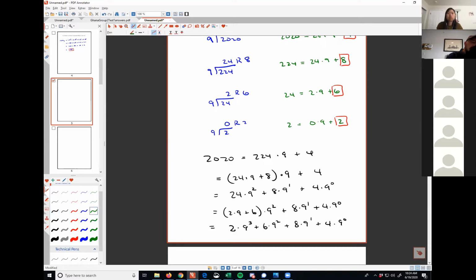And for shorthand, we just stop writing all the powers of 9 because they just go one down at a time. And we just write the digits 2, 6, 8, 4. And we write a little 9 down here to remind us that we are in a non-standard base, something other than the decimal base that we usually write in.